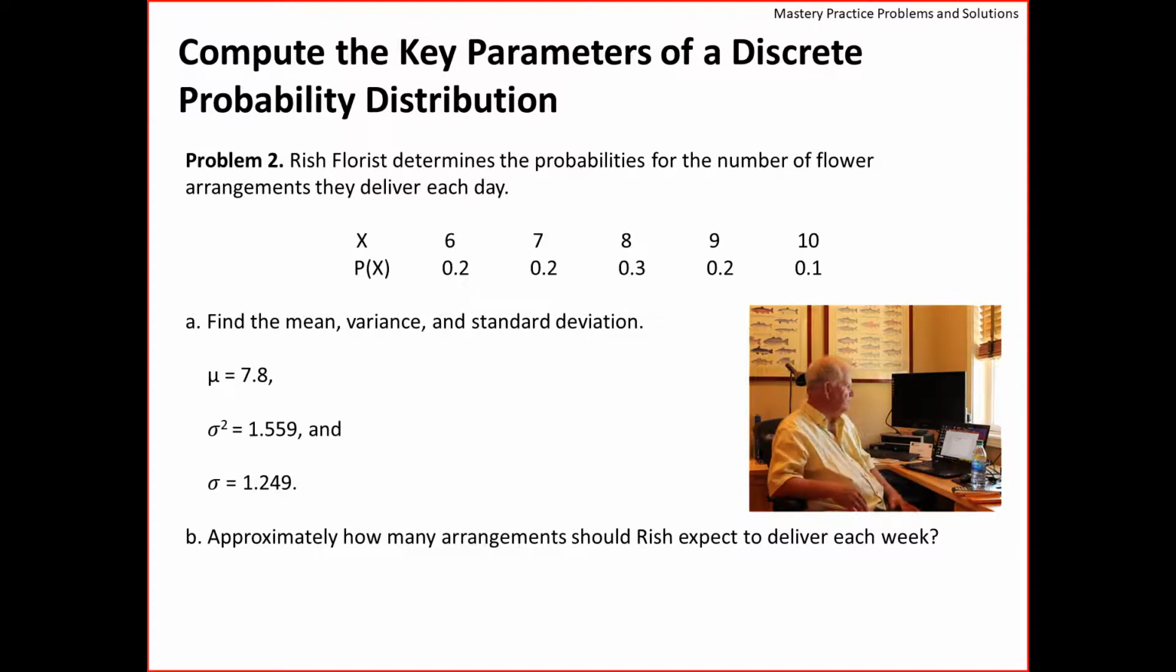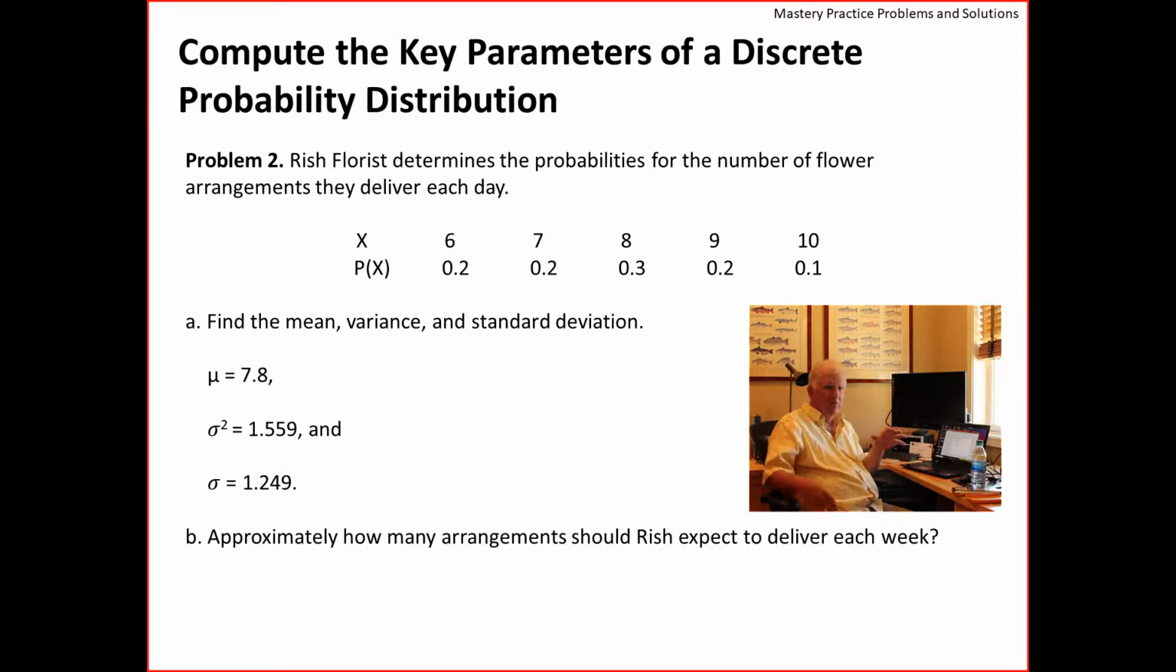So part B asks approximately how many arrangements should Rish expect to deliver in a week? I got to go back to the top so I don't make that same mistake. And I did make that same mistake. Rish Florist determines the probabilities of the number of flower arrangements that they deliver each day. Approximately how many arrangements should Rish expect to deliver each week? So I don't know if a week is 5 days or 7 days. Let's say it's 5. Rish takes the weekend off.